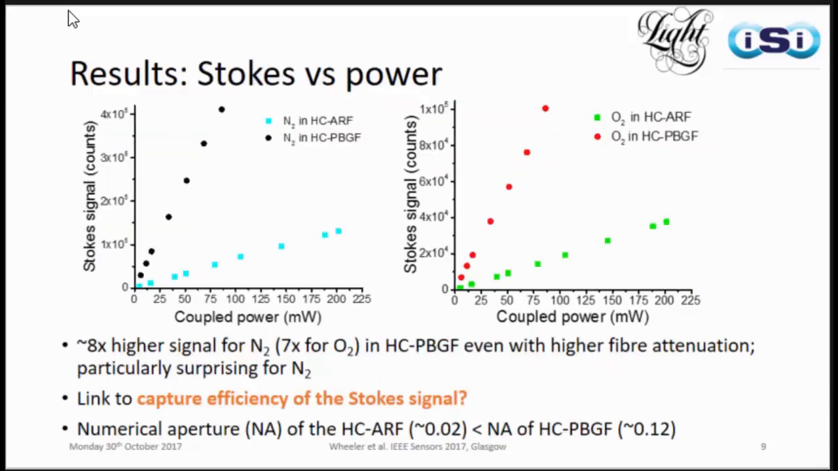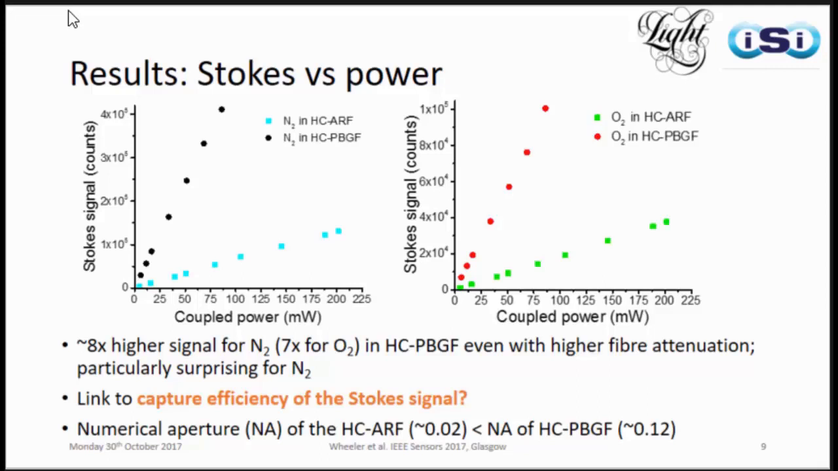So continuing the comparison between the fibres, we looked at the evolution of the Stokes signal as a function of power. On the left, we're looking at the nitrogen signal versus power for both fibres, and on the right is oxygen. Just focusing on the left, the black data points are for the bandgap fibre, and the blue data points are for the anti-resonant fibre. You can see there's significantly more signal that we're collecting from the bandgap fibre. This is particularly surprising for the nitrogen, where the loss is significantly higher.